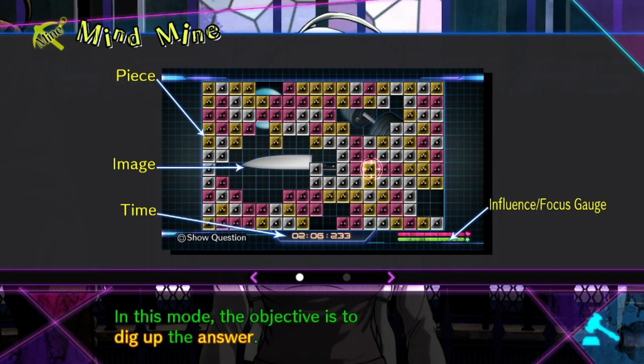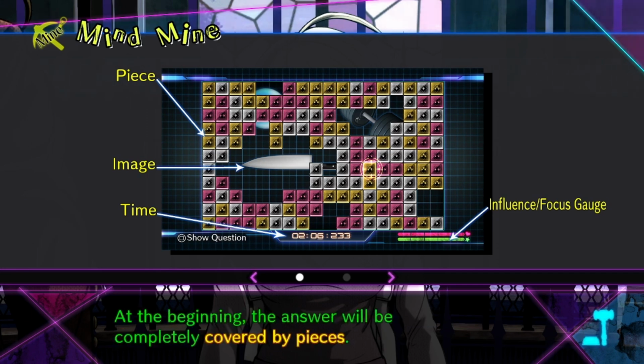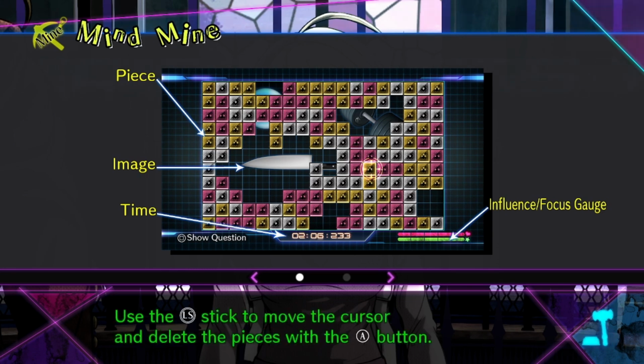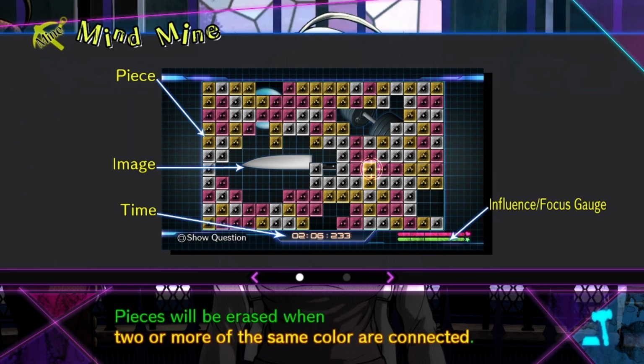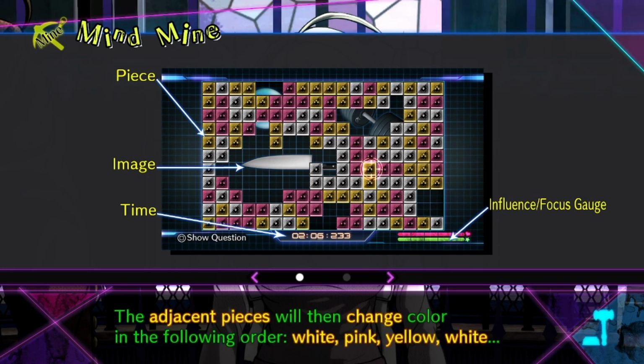In this mode, the objective is to dig up the answer. At the beginning, the answers will be completely covered by pieces. Use the left stick or mouse to move the cursor, and delete pieces with the A button, which is the same as the sign. So left click. Pieces will be erased when two or more of the same color are connected. Okay, got it. The adjacent pieces will then change color in the following order: white, pink, yellow, white.